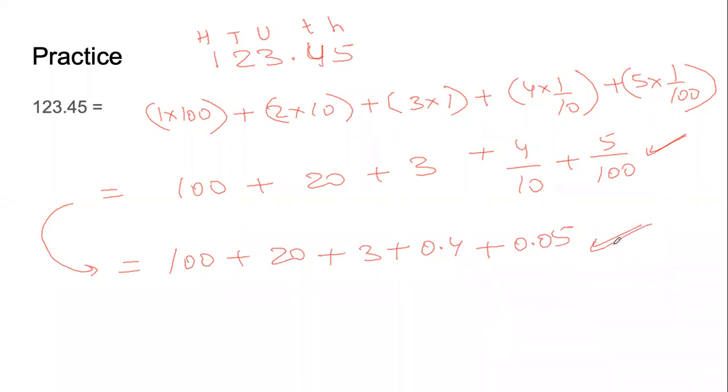And I said that some of you will not be able to write this now because you do not understand how to convert 4 by 10 to 0.4 and 5 by 100 to 0.05. But all of you at this point in time should be able to do this क्योंकि हमने fraction multiplication भी पढ़ लिया ना. Numerator multiplied by numerator, denominator multiplied by denominator.